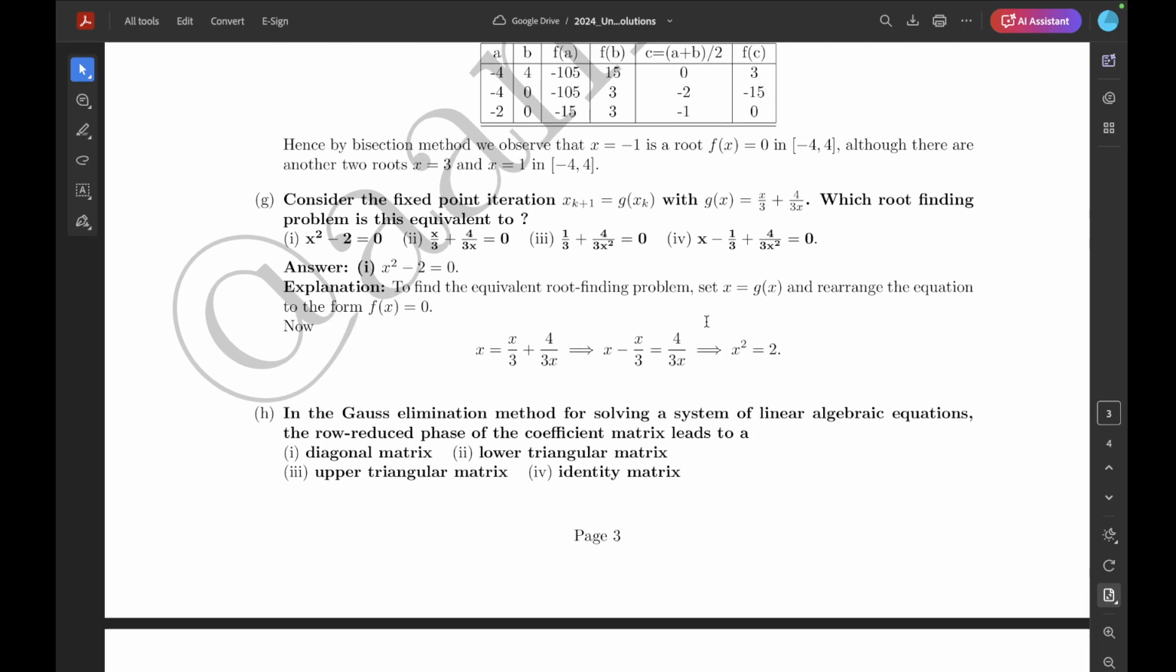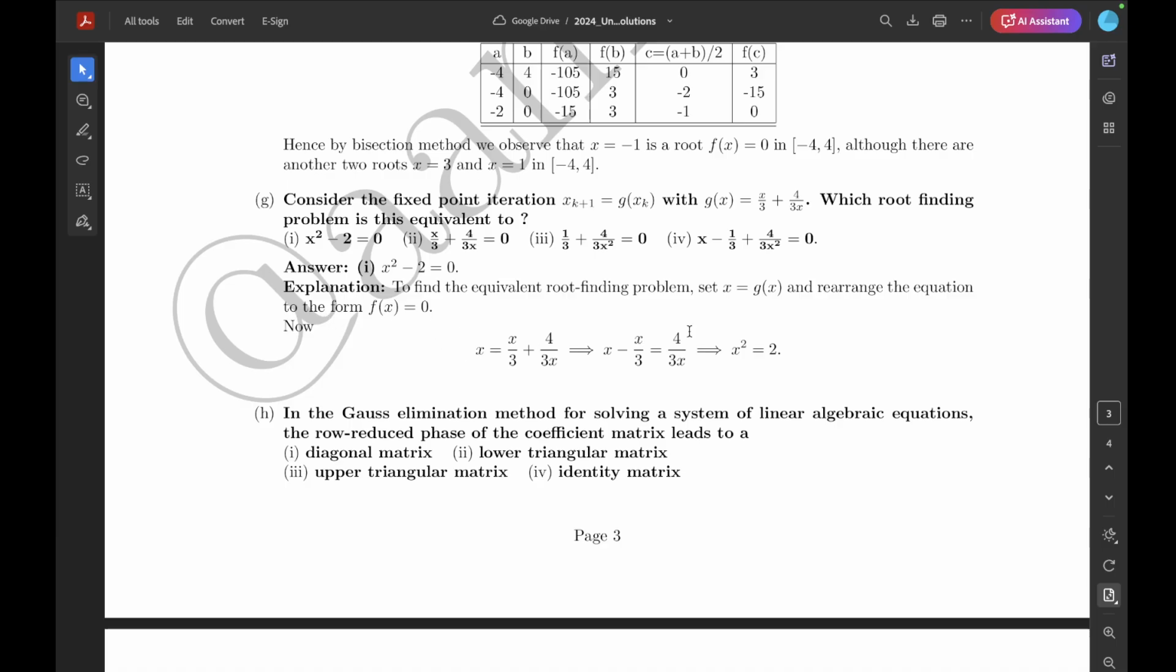Question G. Consider the fixed point iteration x(k+1) equal to g(x_k) with g(x) equal to x by 3 plus 4 by 3x. Which root finding problem is this equivalent to? The correct option is 1, that is x square minus 2 equal to 0. To find the equivalent root finding problem, set x equal to g(x) and rearrange the equation to the form f(x) equals 0.